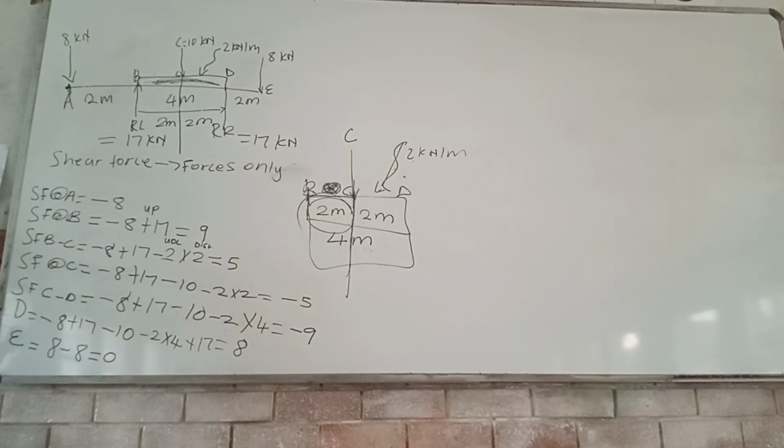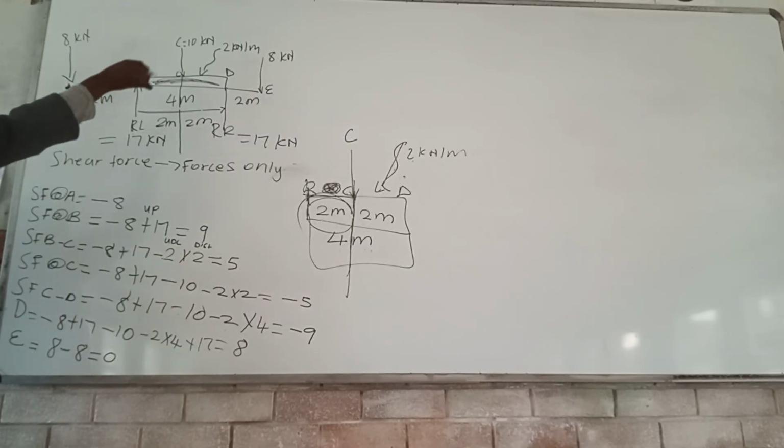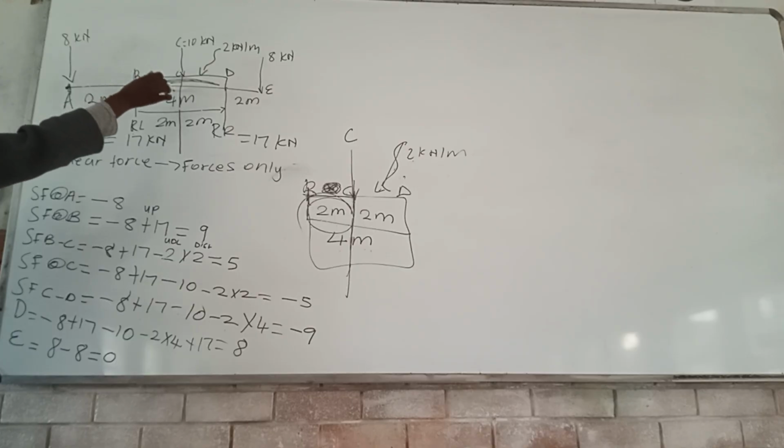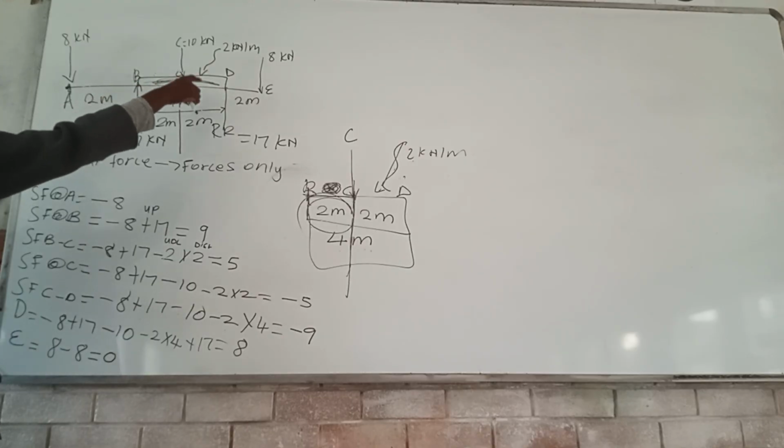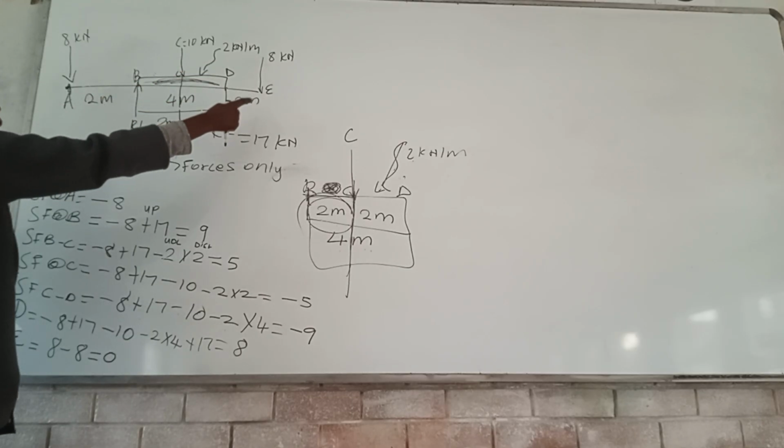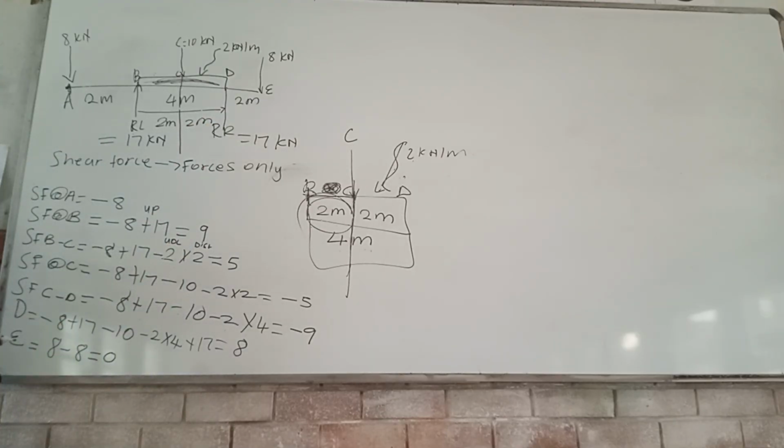So okay, another way to do it. Shear force from C to D, you can say negative 8 plus 17 minus 10 minus 2 times 2 minus 2 times 4 and then minus 8. So the last shear force needs to be 0 again. So we got it.